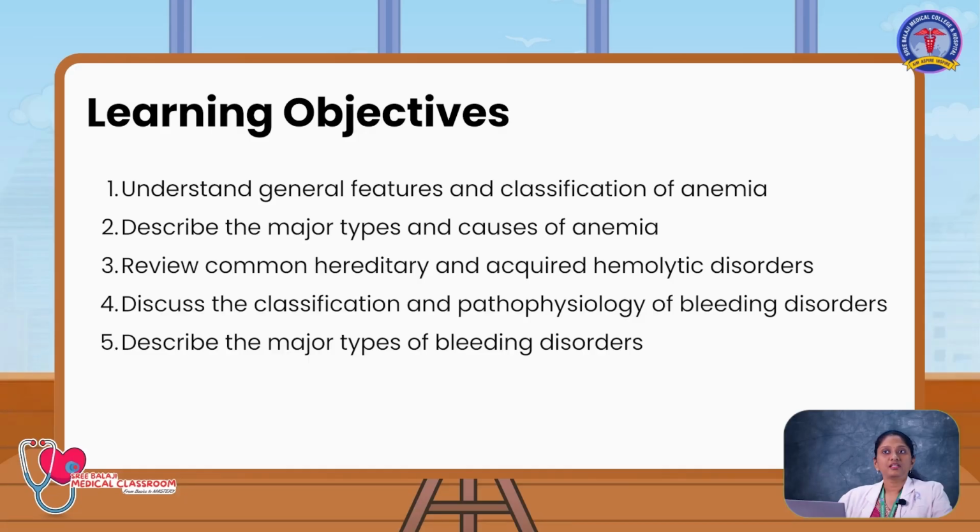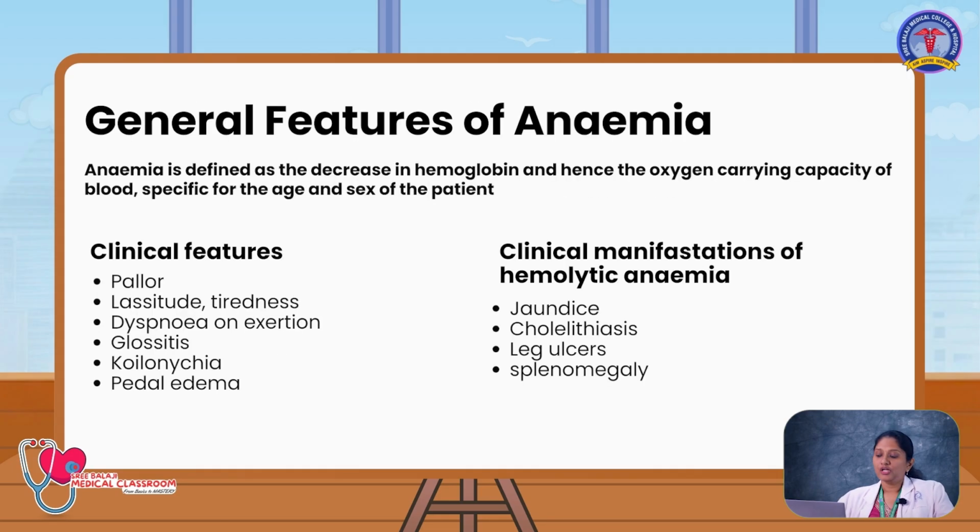I'm here to take you on the topic with an overview of red cell disorders and bleeding disorders. So I'm going to give you a brief overview of these topics today. Today's learning objectives are understanding the general features of anemia and classifying anemias, describing the major causes of anemias, and reviewing some common hereditary and acquired hemolytic anemias. We will also discuss the causes of bleeding disorders as well as classify them and describe the major types of bleeding disorders.